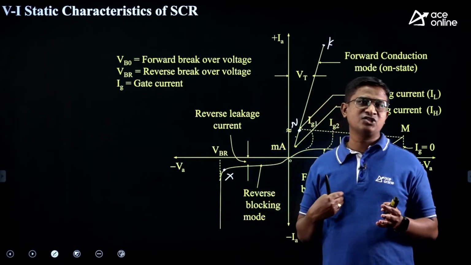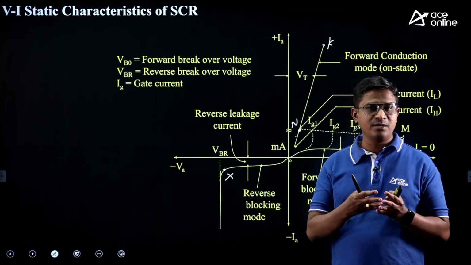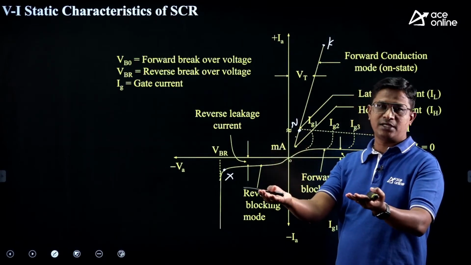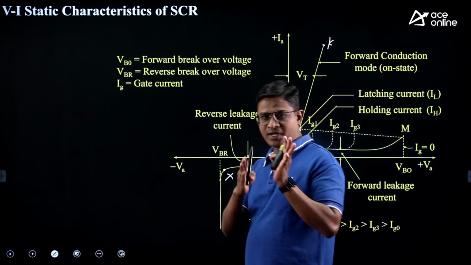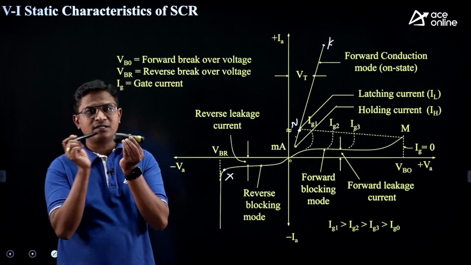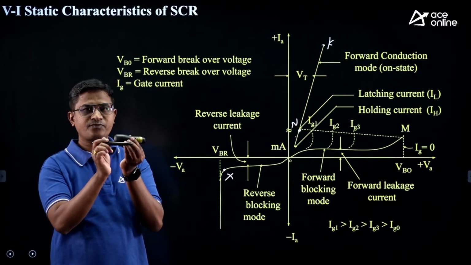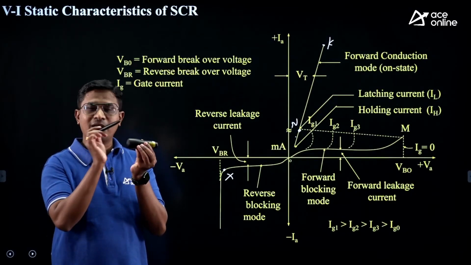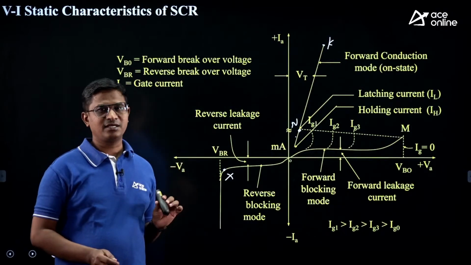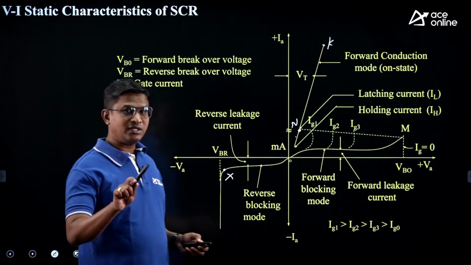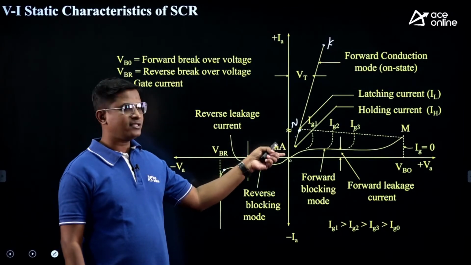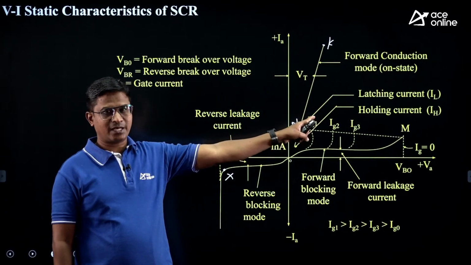Once my SCR turns on by using the gate signal, and if I remove the gate signal, then also my SCR will continue in the on state. But be careful, at the instant of removal of the gate signal, the minimum current that should flow through the SCR is equal to the latching current. That current should be greater than or equal to the latching current. Then and only then will your SCR be maintained in the on state. So latching current is associated with the turn on of an SCR.